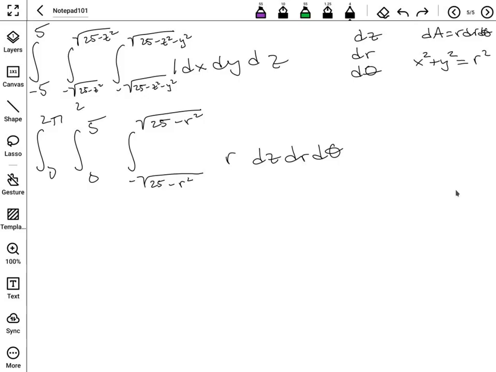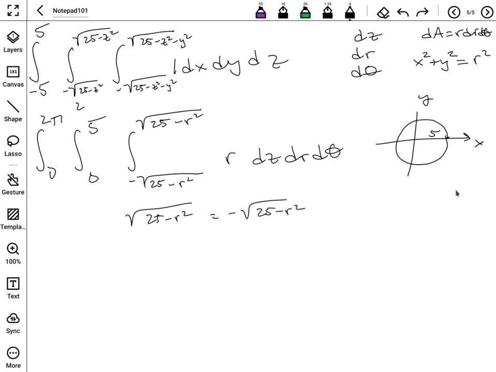If I didn't know that my radius was 0 to 5, I could solve it setting these two equal with that same plus-minus argument. I'm just drawing my circle. Imagine it's symmetrical. I would still get 25 minus r squared equals minus the square root of 25 minus r squared, which gives me 25 minus r squared is 0. R would be plus or minus 5, but radius is always positive, so it's bounded below by 0, goes up to 5.